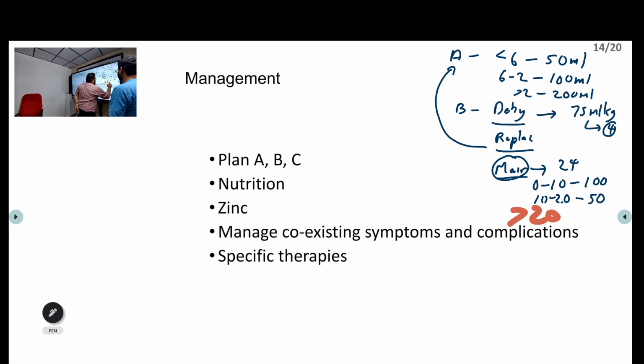More than 20 ml. Okay. 20 ml per kg. Okay. That is management of some dehydration. Okay. Then we come to severe dehydration. We will go with plan C.